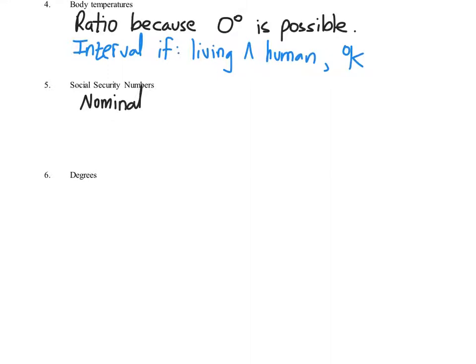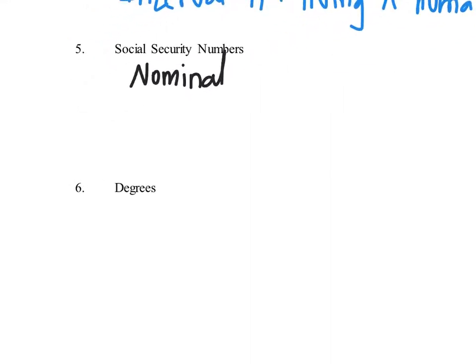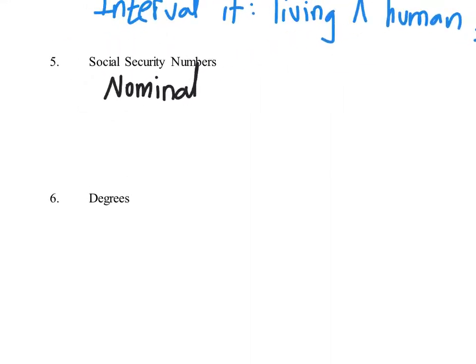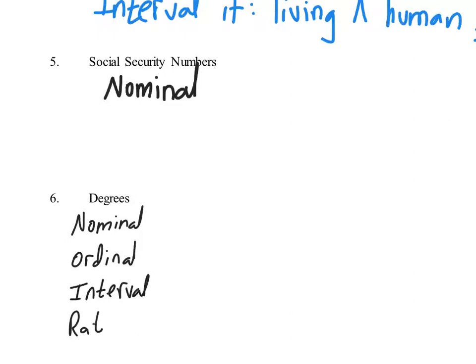All right. So I'm gonna say nominal. What? I'm gonna say ordinal. I think it could be any of them. I'm gonna say interval. Ratio. I guess, is this dependent on the multiple definitions of degrees? Yeah.